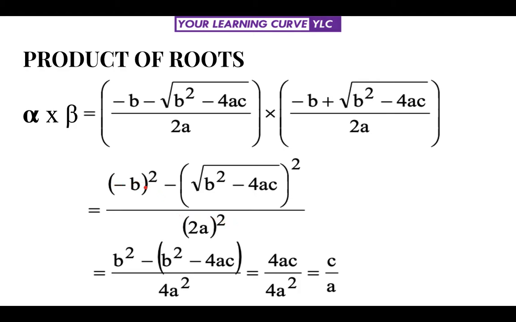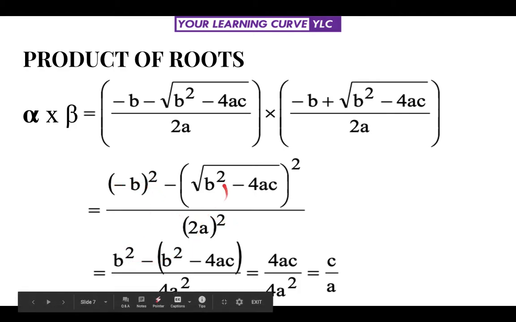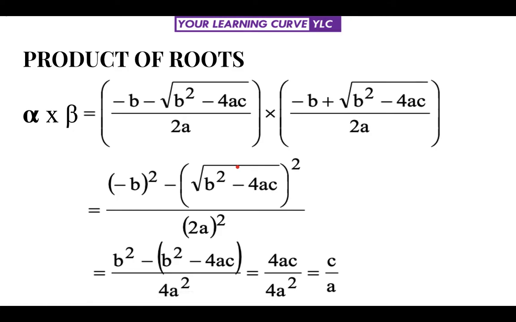So minus b square becomes b square. This root gets cancelled with this square. We get minus times b square minus 4ac whole divided by 4a square. B square gets cancelled. You are left with 4ac by 4a square or c by a. So do remember that the product of roots is always c by a, where c is the absolute term or the constant term in a quadratic divided by the leading coefficient or the coefficient of x square.